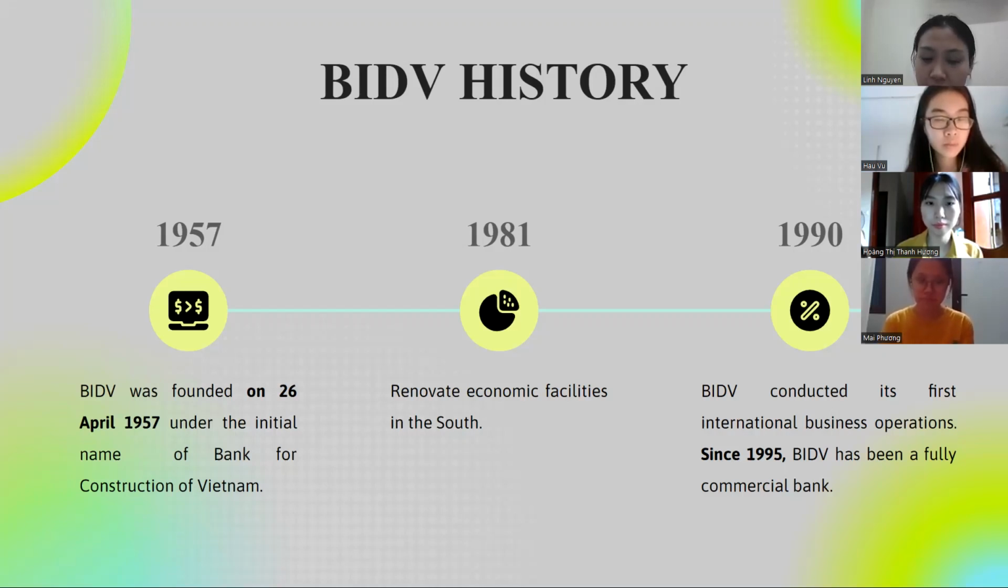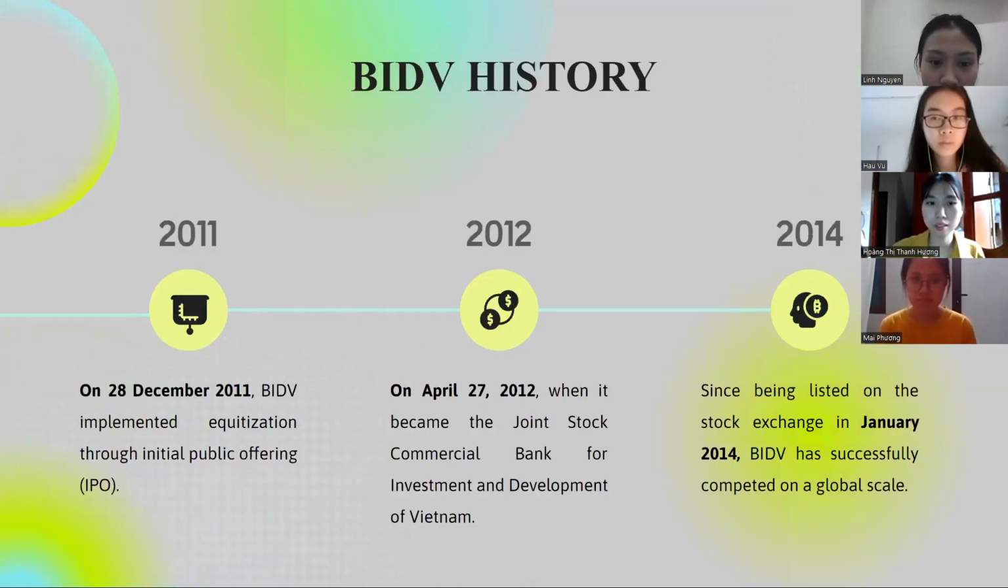Since 1995, BIDV has been a fully commercial bank. And on 28th December 2011, BIDV implemented acquisition through an IPO. And on 17 April 2012, BIDV officially transformed into the joint stock commercial bank for investment and development of Vietnam, making significant changes to the ownership structure, ensuring transparency through international practice.